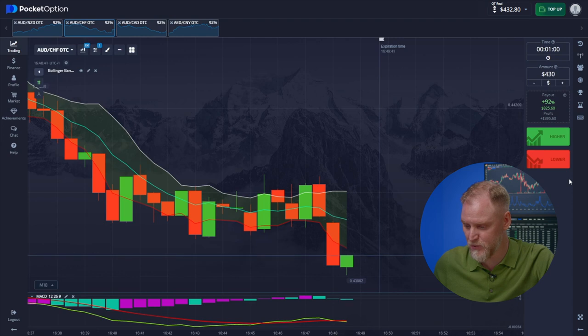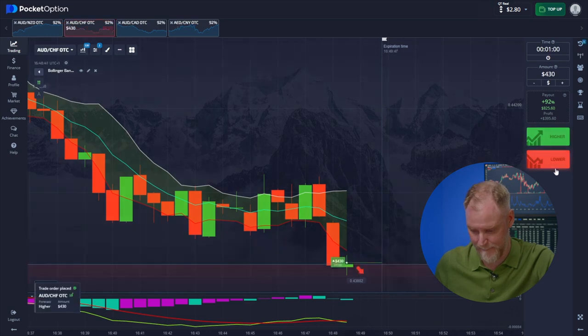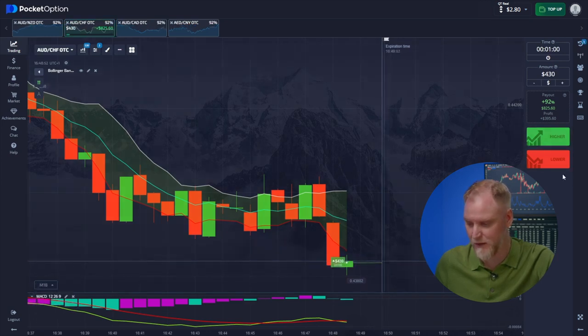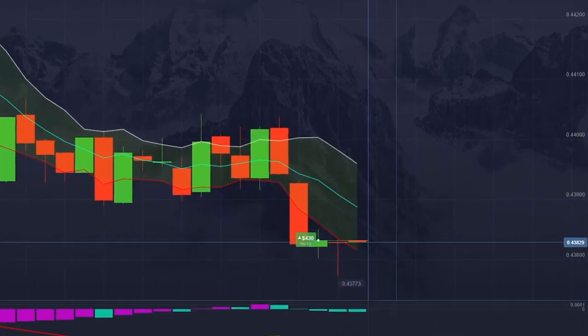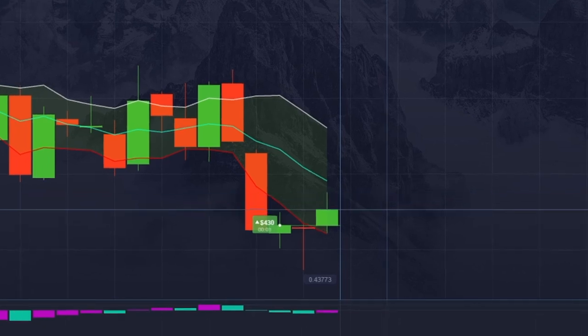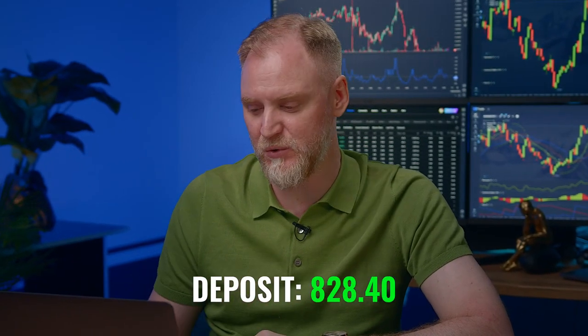My deposit just went up again. So we'll focus on the Aussie and Swiss pair. And the investment amount is now 430. I'm expecting it to go up. Hit it. And there we go. Price drop, thanks to the bears, dipping below the lower Bollinger Bands. And I think that's the last of the downward trend before bulls take over. I nailed the direction again, and my deposit is now 825.